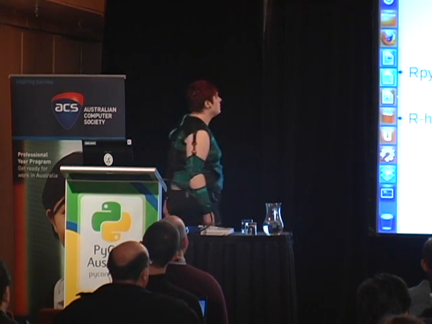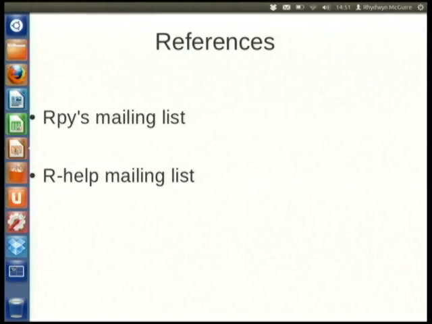Okay, getting to the end. References. RPy's mailing list exists. RPy is still under development. There's still a lot of work to be done, but the mailing list is lovely. It's fairly well supported. You'll generally get questions answered. RHelp's mailing list is huge. It's busy. There's a whole lot of people who are regularly answering questions on there. I've picked up a lot just from sitting on the list and watching other people make the mistakes so I don't have to.